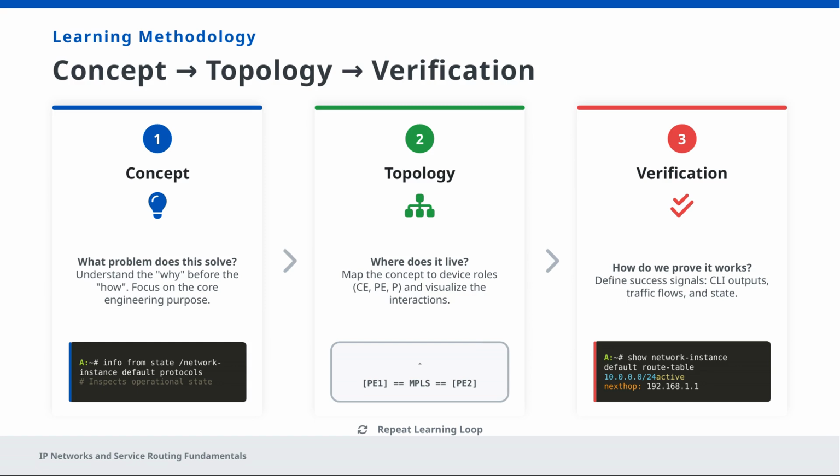We will use a concept-first approach. That means we begin with simple explanations, add practical examples, and then connect those ideas to operational outcomes. For example, when we discuss encapsulation, we are not memorizing terms for their own sake. We are building the logic needed to understand forwarding, troubleshooting, and service delivery later in the course.